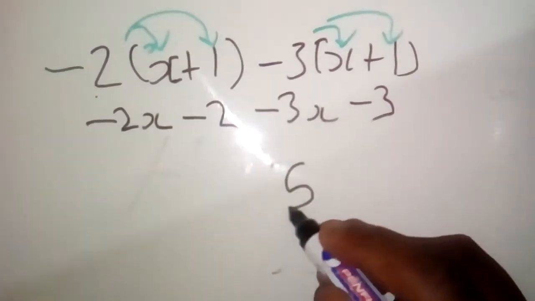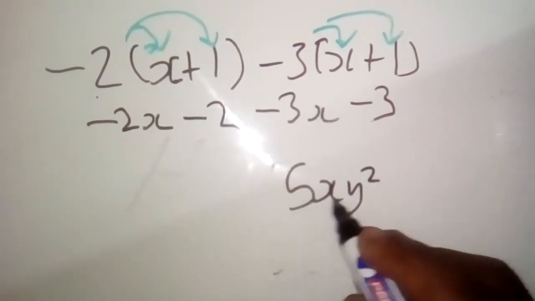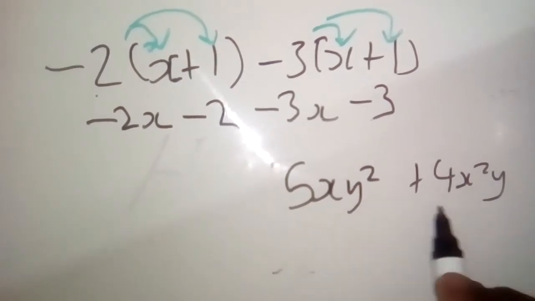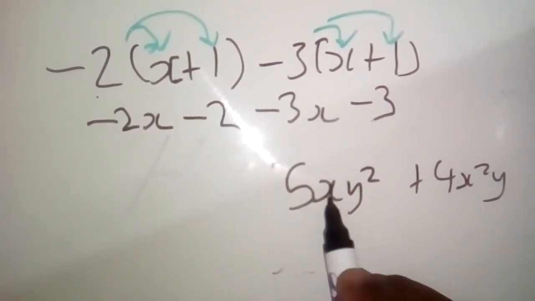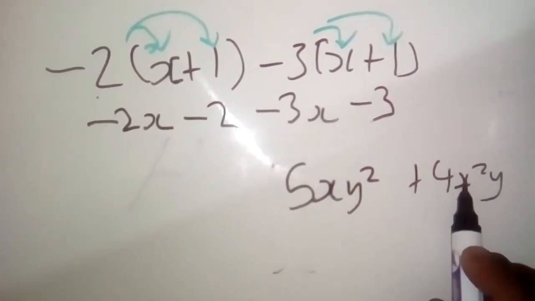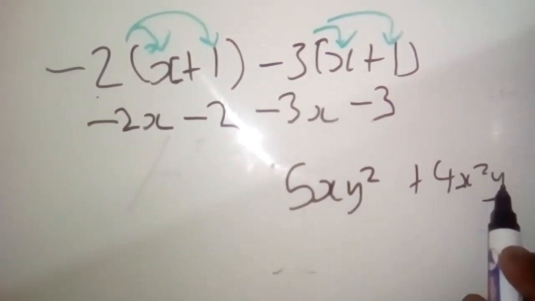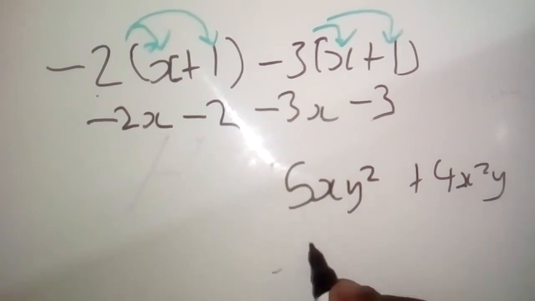What about this stuff? What about 5xy, let's say xy squared and 4x squared y? Well, the letters are the same, but they're not like terms because here it's x and here it's x squared. Automatically it's not like terms. Here's also y squared and here's y, so it's not like terms, right?